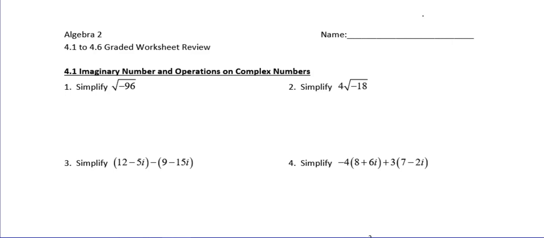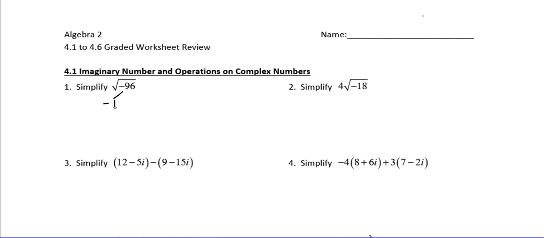All right, graded worksheet review, sections 1 through 6. On number 1, first thing to notice is we have a negative number in the radical. That's going to tell us that our answer is going to have i somewhere, because when we take the negative out, it's going to become i. There's a few ways to do this.